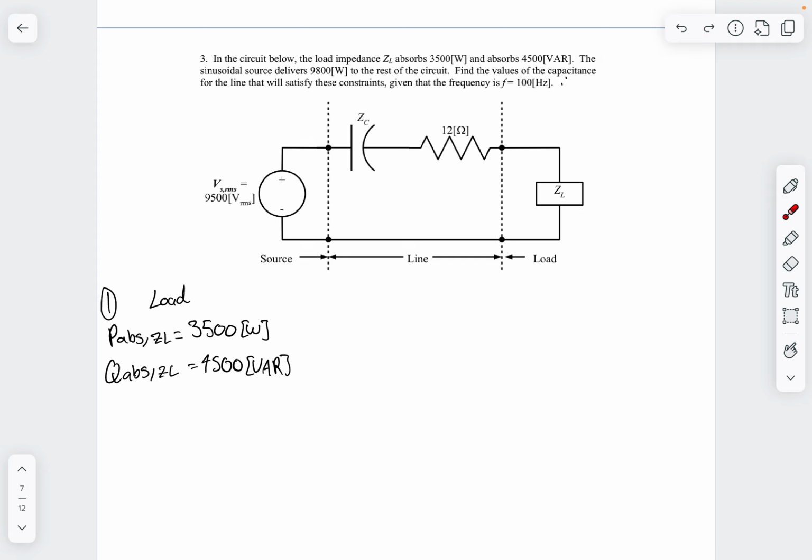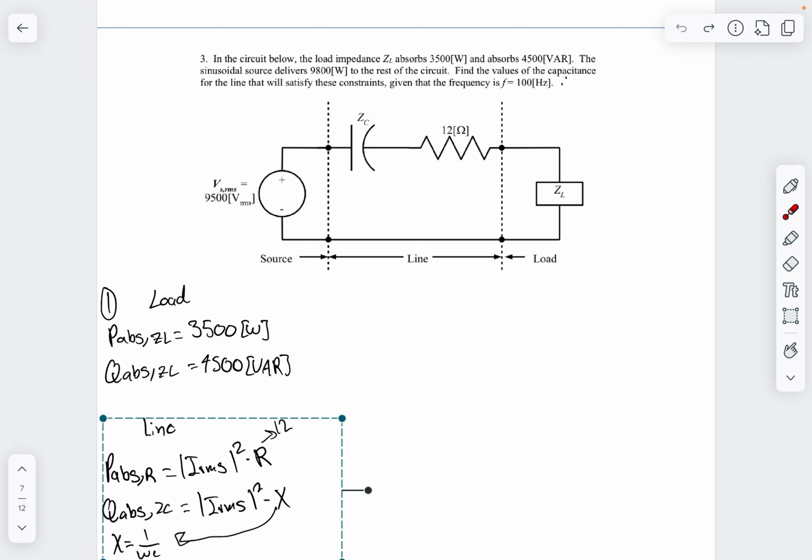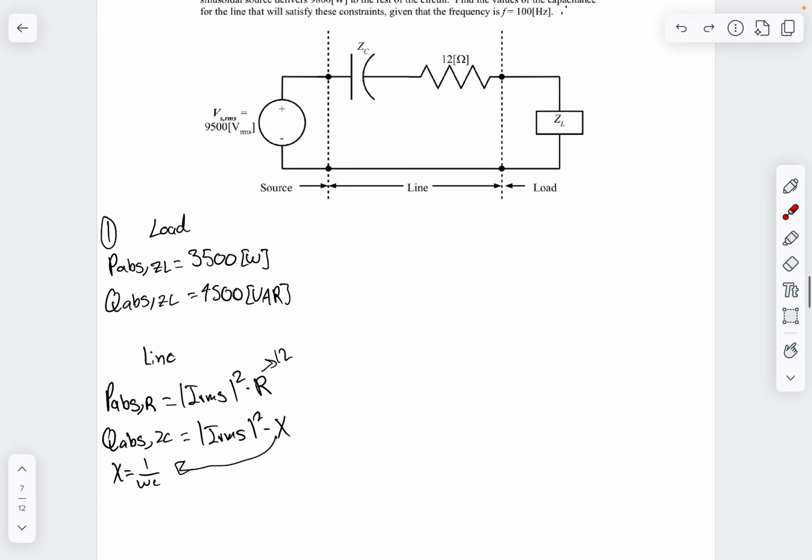And then we're going to move towards the line, right in the middle. To start, we see that it has the resistor and the capacitor, and they both are going to have power being either absorbed or delivered. The equation for the power being absorbed by the resistor is the magnitude of current, RMS squared times R, which in this case is 12.